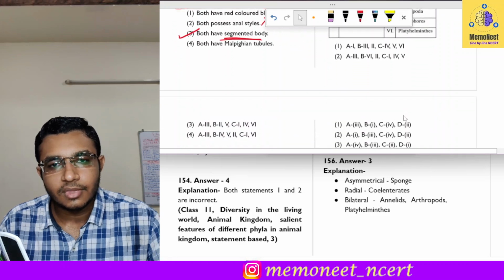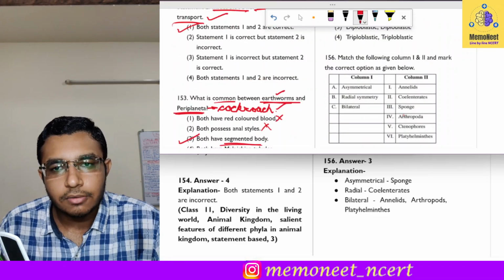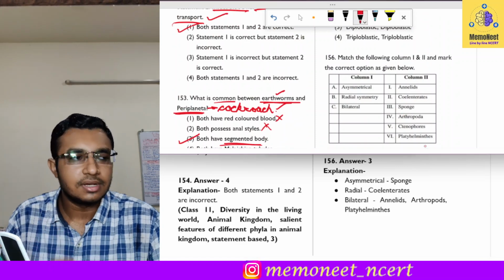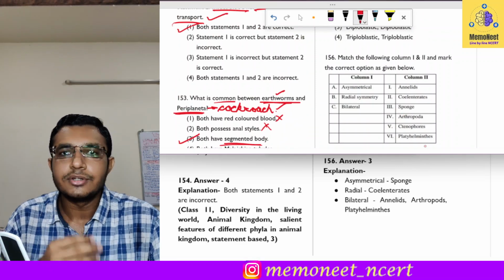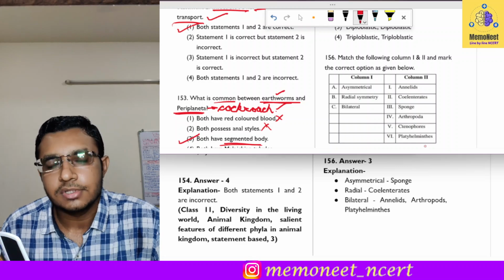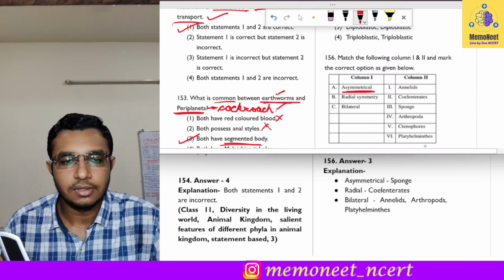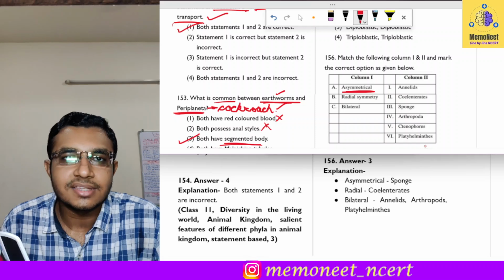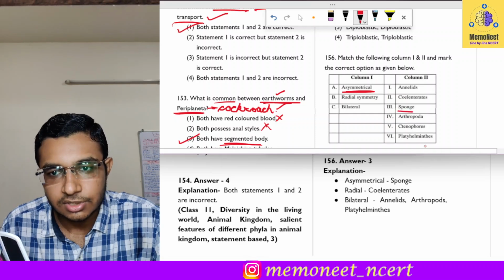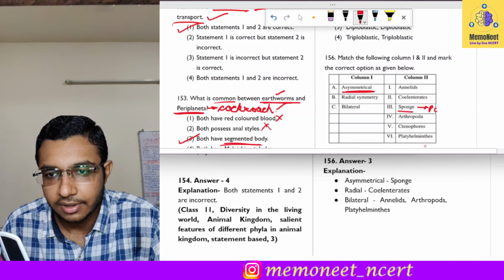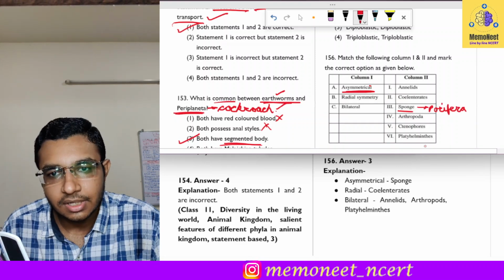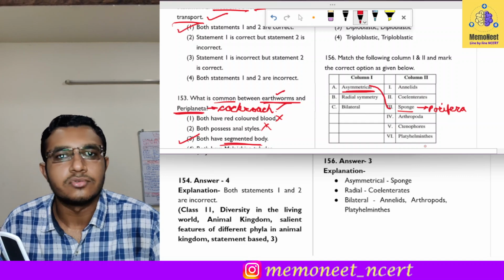In this question, we have to identify which among the following phyla are asymmetrical, show radial symmetry, and show bilateral symmetry. Okay, so first of all, let us take asymmetrical. Which phylum of kingdom Animalia shows asymmetry? That is the sponges, or the phylum Porifera. So asymmetrical is sponges, so A goes with 3.